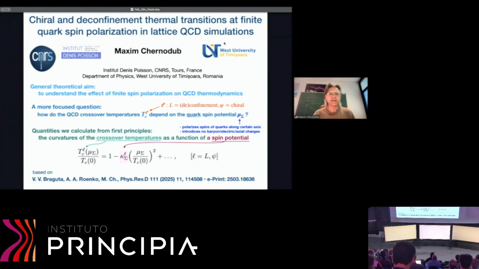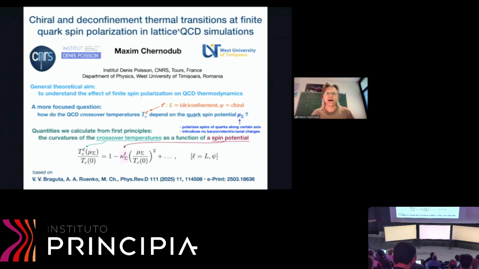So this talk is entitled "Chiral and deconfinement thermal transitions at finite quark spin polarization in lattice QCD simulations." So we have a general theoretical aim: to understand the effect of finite spin polarization on QCD thermodynamics. It's not about rotation. It's about how a system reacts, how QCD reacts to finite spin polarization in the medium.